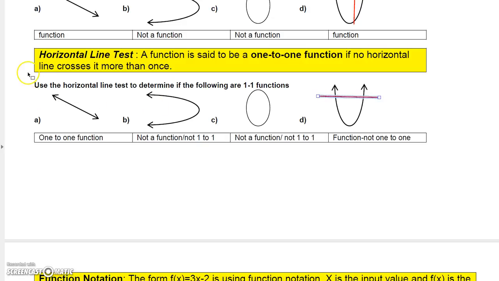Okay, so that wraps up video number 2 on section 2.1 functions. And in the next video we'll talk about function notation.